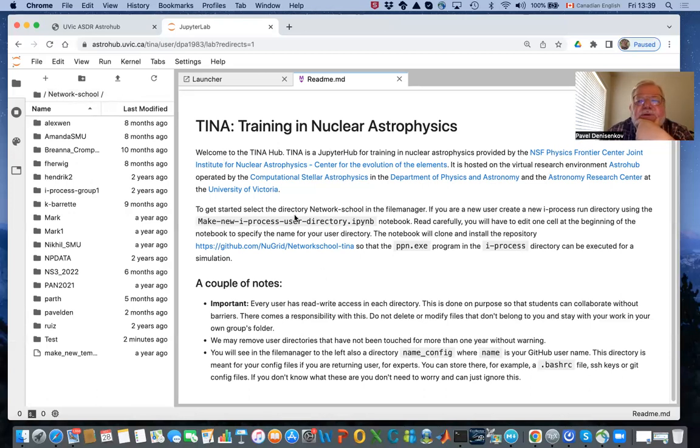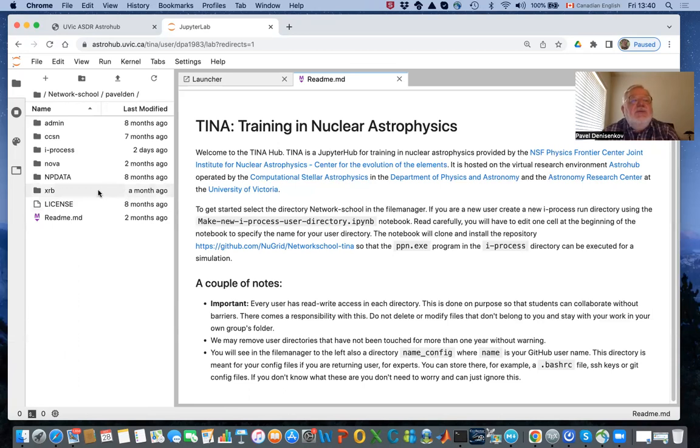So it says when you are a new user, I'm not a new user, you will see this notebook, make new iProcess user directory. Tell me if you don't see it, okay? Because then you go to this notebook and provide a name for your directory to create. And I already have this directory created, so probably therefore I don't see this notebook. So I go to my directory here, Pavel Den, which was created, okay?